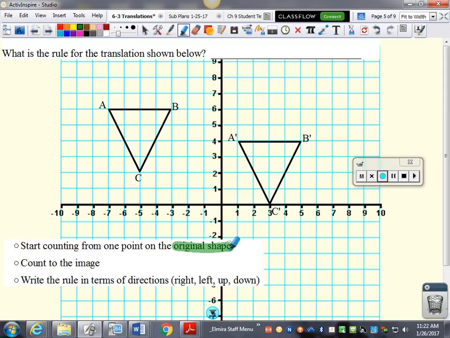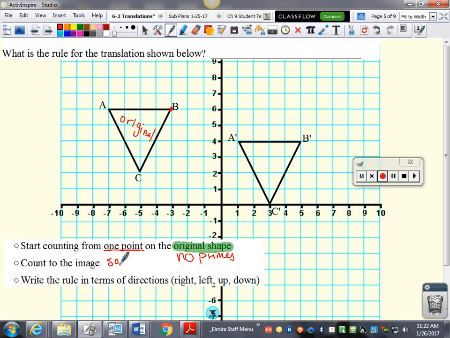So how you can tell something is the original shape is it has no primes. This is my original because it has no primes on it. So all I have to do is pick one point on the original. I'm going to pick B. Doesn't matter which one you pick, but you pick B. And then you count to the image.